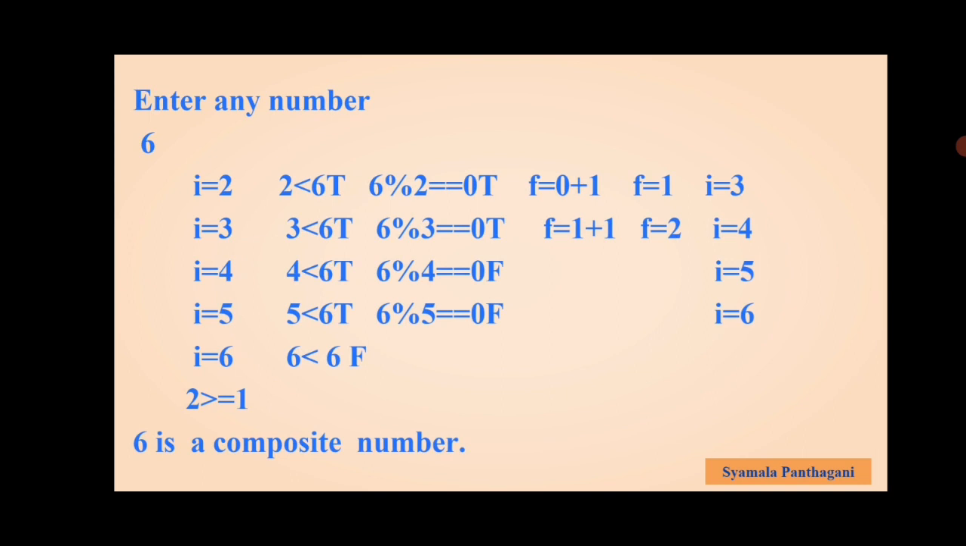That's why, students, there is no need to write all this explanation. You just write this explanation in the margin. As output, what you have to write: enter any number, 6, then 6 is a composite number. These 3 statements are enough to write as output. No need to write all this explanation. This explanation you just write in the margin. Okay? Now I am going to teach the next program.